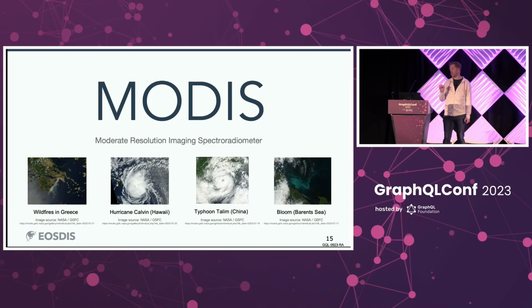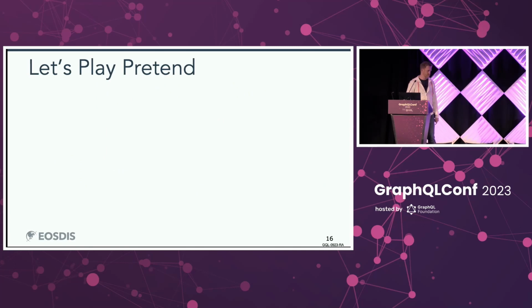It is a very important tool. In fact, it exists on 3 separate satellites because of how good it is at its job. If I'm a scientist wanting to access information, though, it's super difficult. So let's play pretend. We're going to be scientists today.